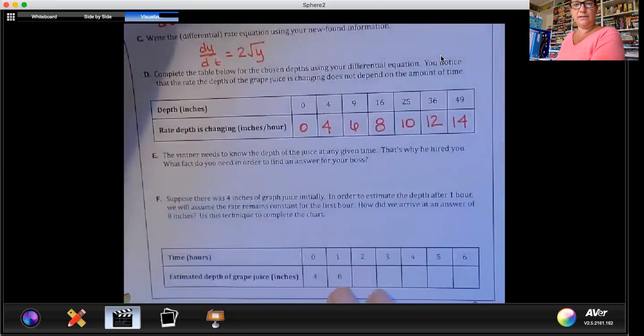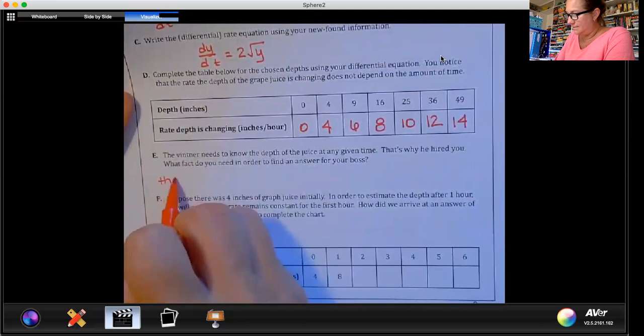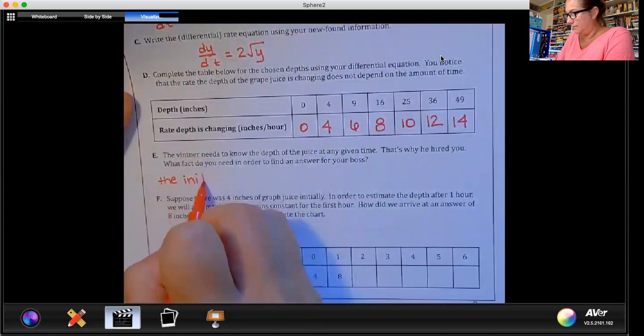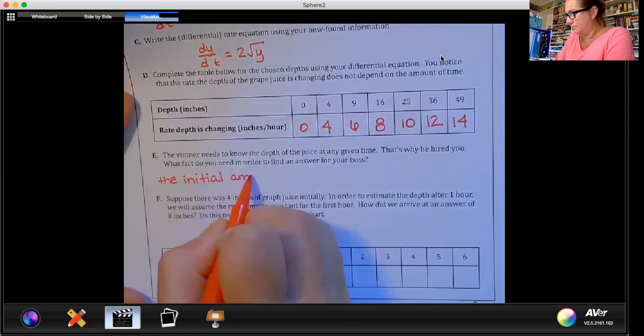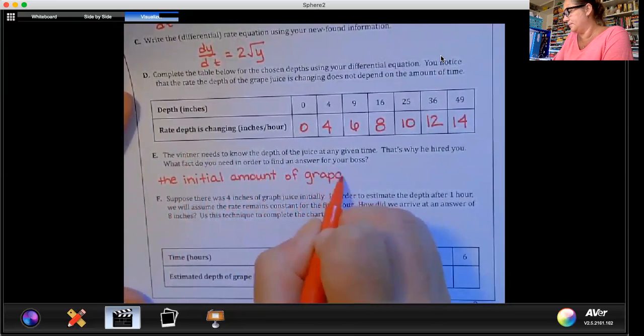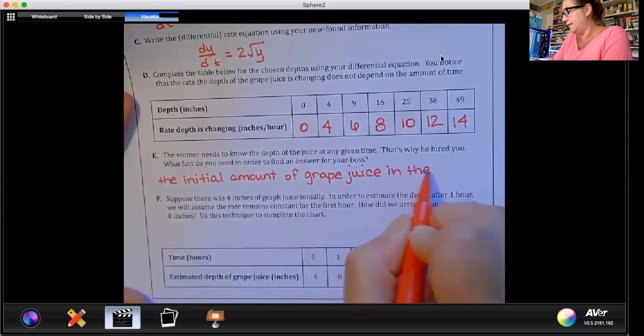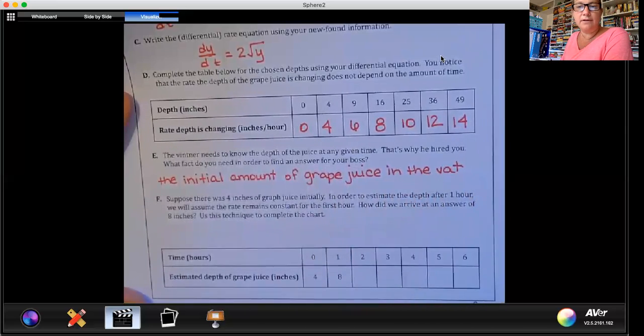The vintner needs to know the depth of the juice at any given time. That's why he hired you. So what fact do you need to know in order to find an answer for your boss? There's one thing that we haven't discussed that is very important, and that is the initial amount of grape juice in the vat. Chances are pretty good you're not talking about a brand new vat that has nothing in it. There's going to be some amount of juice in there. So suppose there was 4 inches of juice initially.